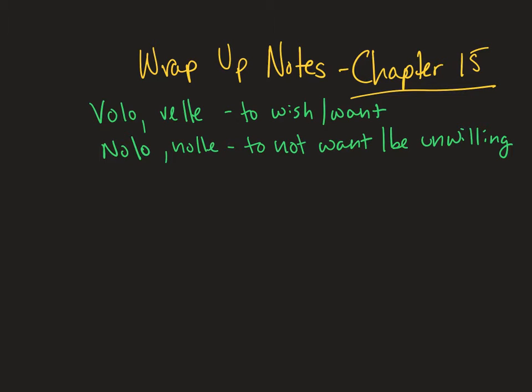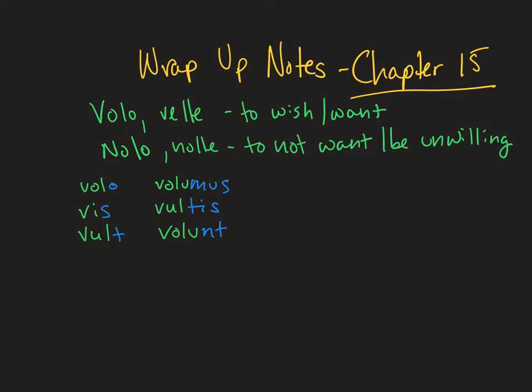So we'll start with volo. So you have volo, vis, vult. This one's a little bit tricky. And then we have volumus, vultis, volunt. So you can see your regular endings right there in the blue.